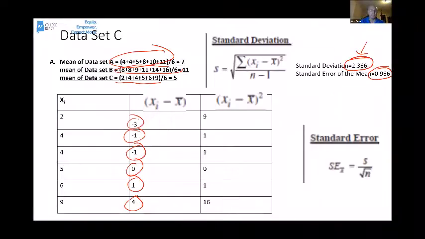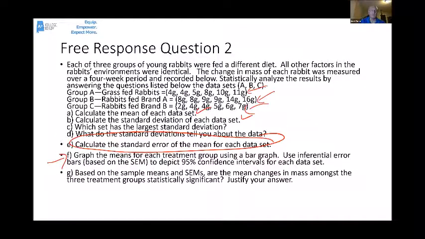So let's go back to the question. So based on the sample means and the SEMs, are the mean changes in mass amongst the 3 groups statistically significant? The only place where there's statistically significant differences are between groups B and C. And your justification would be that's the only case where the error bars or the confidence intervals don't overlap. And that's really all you need to say for justification. B and C are statistically different because their error bars or their confidence intervals don't overlap. And that's enough to get credit.